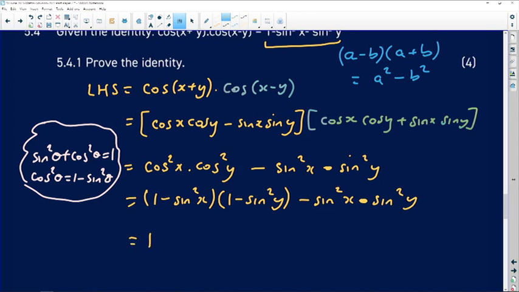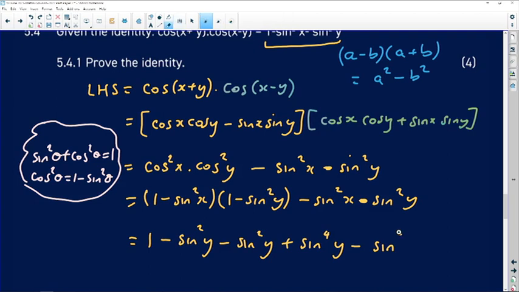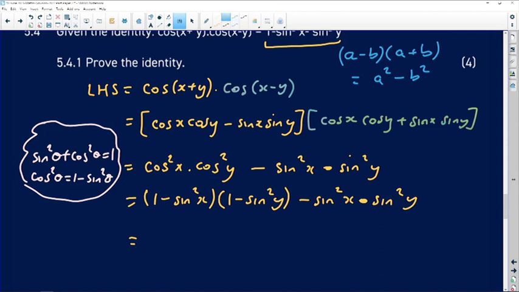1 times 1 is 1. 1 times sine squared is going to be sine squared y. Sine squared times 1 is going to be another sine squared. And the negative times negative is going to be positive sine to the power 4 of y... oh no, I can't actually get that. Let's fix that quickly. It's not going to be sine to the power 4. One has got x and another one has got y. Let's fix that, otherwise this whole thing is not going to work out. We've got x's and y's, so be careful, it's easy to make a mistake.